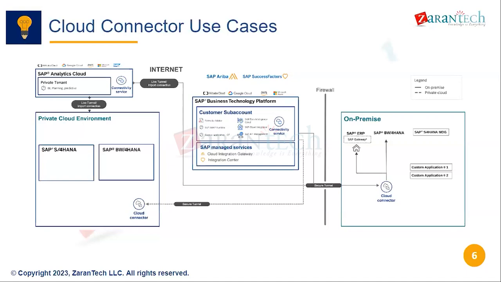With the help of that setup, the system will understand that this is your on-premise solution and this is your cloud solution. With that, the system will perform the connectivity between the on-premise and your cloud solutions. So that is the main purpose of the cloud connector.